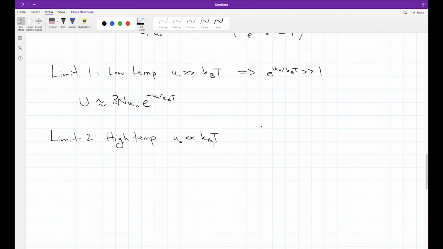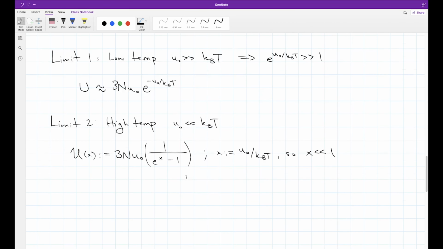Okay, what we're going to want to do is look at this function, curly u of x, which by definition is equal to 3n u naught times 1 over e to the x minus 1, where x is by definition equal to u naught over kBT. So x is much less than 1 in our case, and that means we're going to want to Taylor expand around x. The problem, as you can see, is that e to the x minus 1 as x goes to 0 goes to 0, so it goes to 1 over 0. So the limit is simply not well defined here.